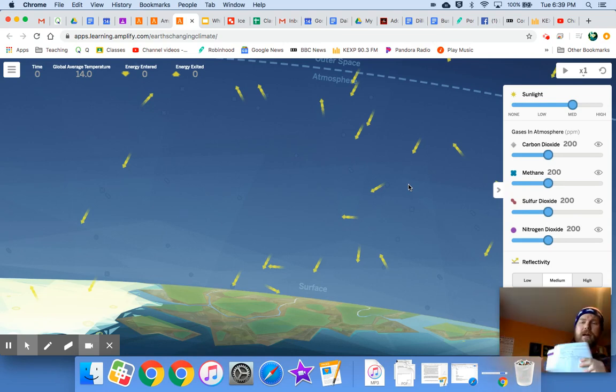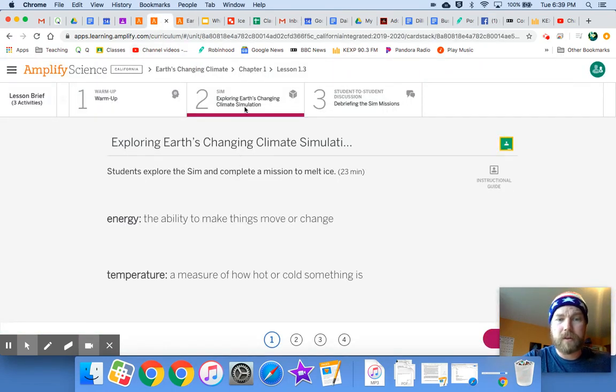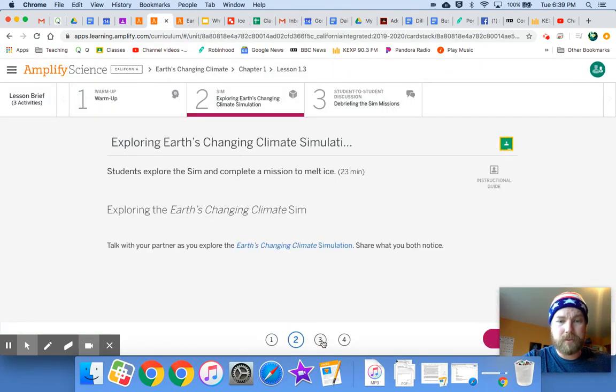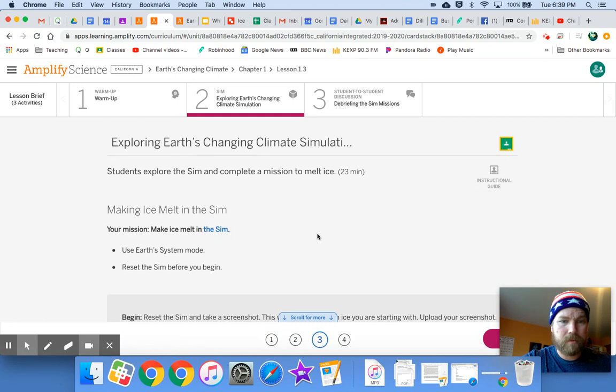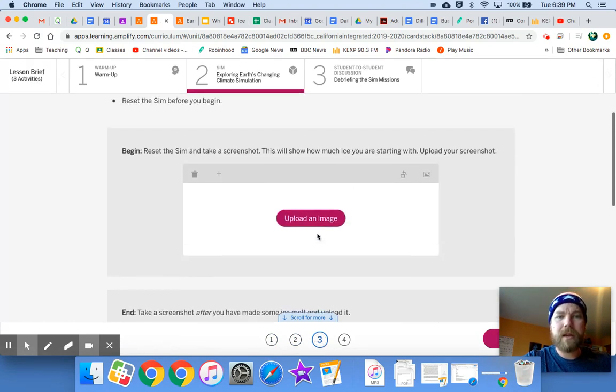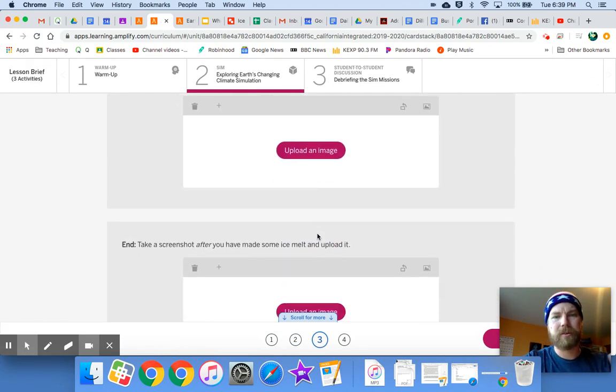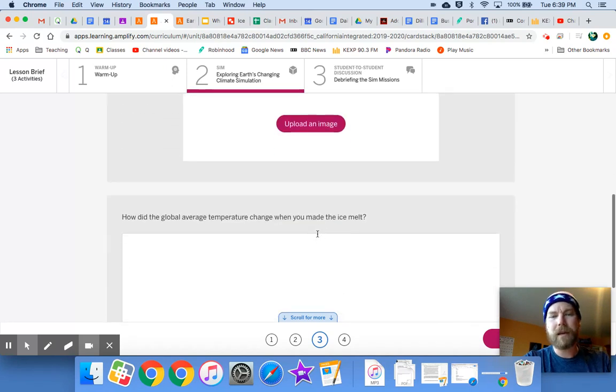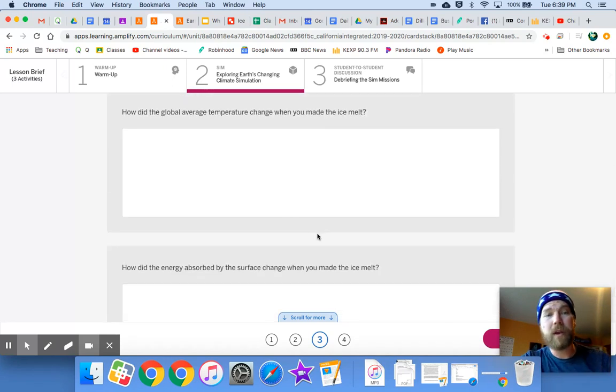Oh shoot, yeah, I have the book because I'm archaic. You are doing this online. And let's go to not two. Is it three? Three. Yeah, right here. It says take a screenshot. Don't worry about taking a screenshot, okay? Don't waste your time. Just make the ice melt. But do answer these questions right here.